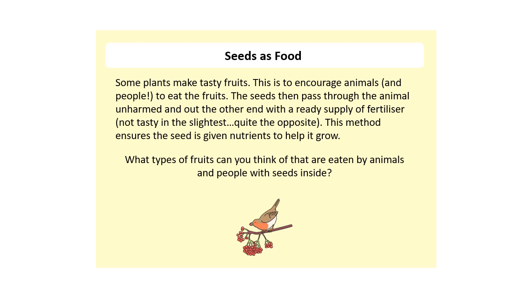Seeds as foods. Some plants make tasty fruits. This is to encourage animals and people to eat the fruits. The seeds then pass through the animal unharmed and out the other end with a ready supply of fertilizer. Not tasty in the slightest, quite the opposite. This method ensures the seed is given nutrients to help it grow. What types of fruits can you think of that are eaten by animals and people with seeds inside?